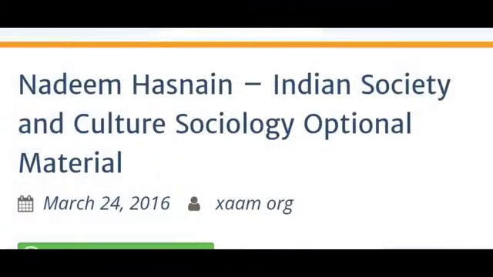Apart from this book, there's a book by Nadeem Hasnain. Now I found this online, but this one is Indian Society and Culture, and not the one on tribes. So please find out this book. I'll try and give the link in the description below. This book is really good for chapters like caste. The caste system, caste mobility, and the concepts around it have been explained really well here. So you can refer to this book.